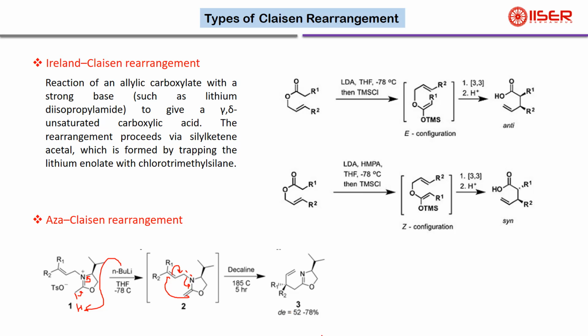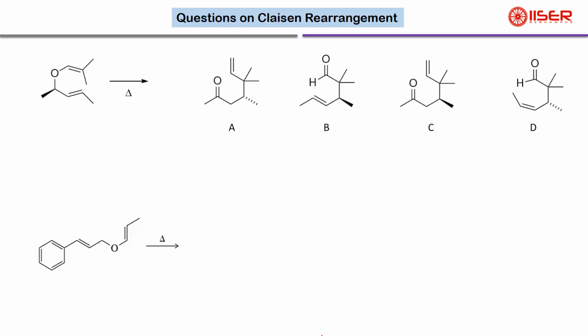Okay, so based on all these examples of Claisen rearrangement, we will solve some questions which I have taken from books and some previous year questions also. So let's solve one by one. The first one is this: they have given this substrate and there is no reagent except heat, and they have asked for the expected product.